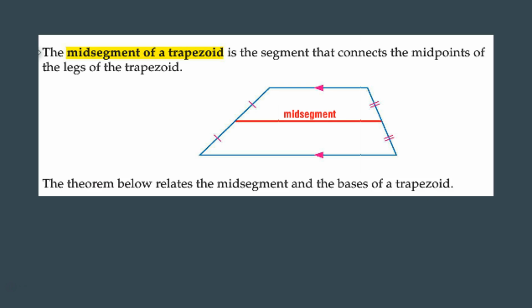So now let's talk about a midsegment of a trapezoid, which is the segment that connects the midpoints of the legs of the trapezoid. So think about if we had this little trapezoid here and we folded it in half. Where would that crease be? Well, the crease would be at the midsegment.